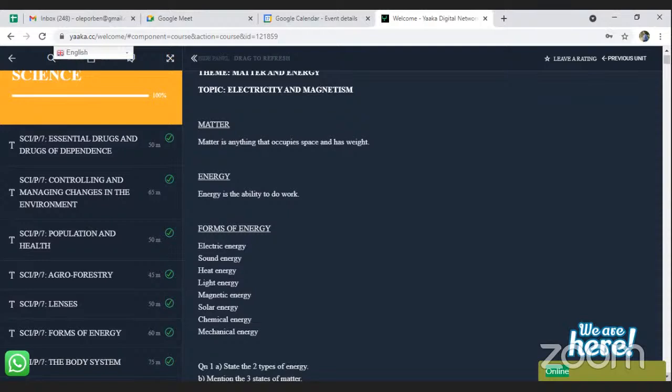Good. What is energy? Energy is the ability to do work. So that is P5 work. So forms of energy: electric energy, sound energy, heat energy, light energy, magnetic energy, solar energy, chemical energy, mechanical energy. Can you give some of the examples or the types of mechanical energy?